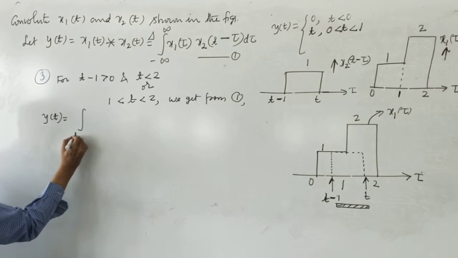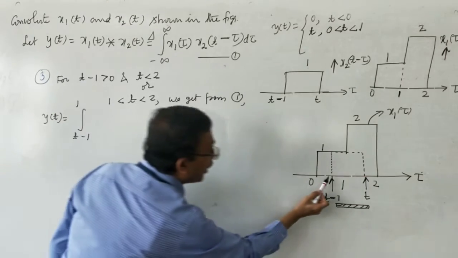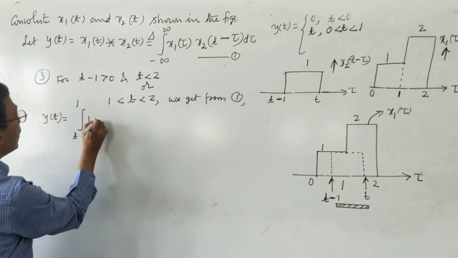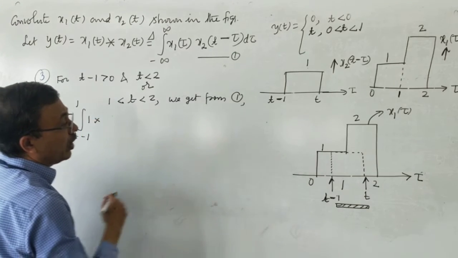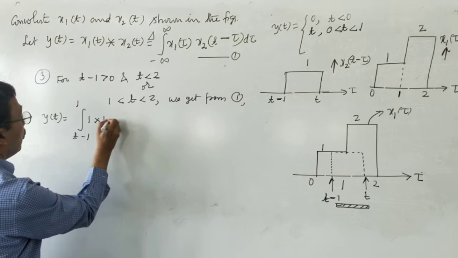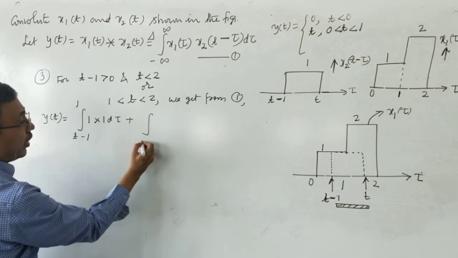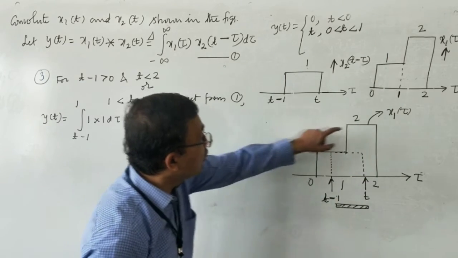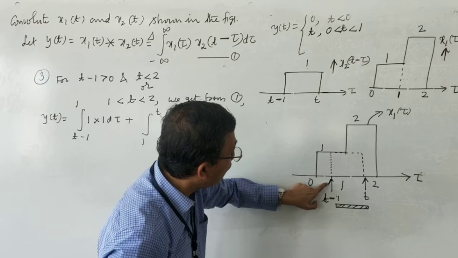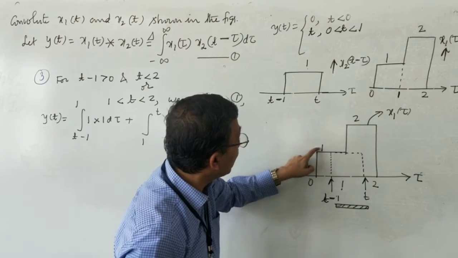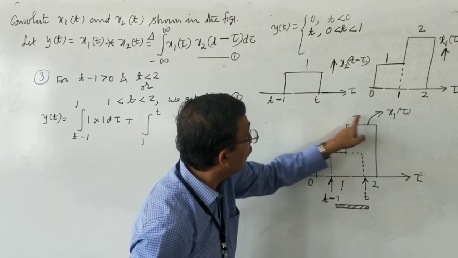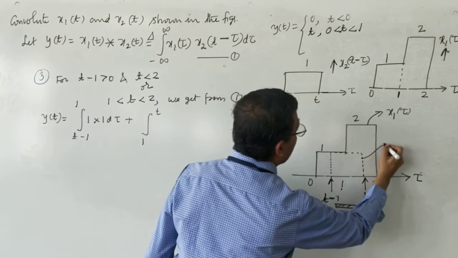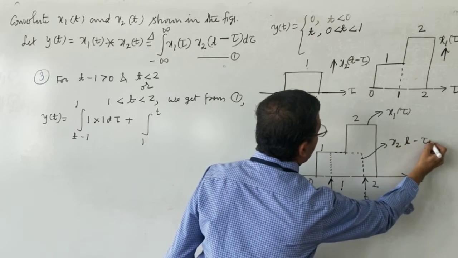So I'll split the integral: t minus 1 to 1. Please watch. T minus 1 to 1. What is x1 of tau? Value is 1. What is x2 of t minus tau? That is also 1. Plus integration from 1 to t. Please note that x1 of tau has got different values. T minus 1 to 1, x1 of tau is 1. From 1 to t, x1 of tau is 2. The dotted figure refers to x2 of t minus tau.